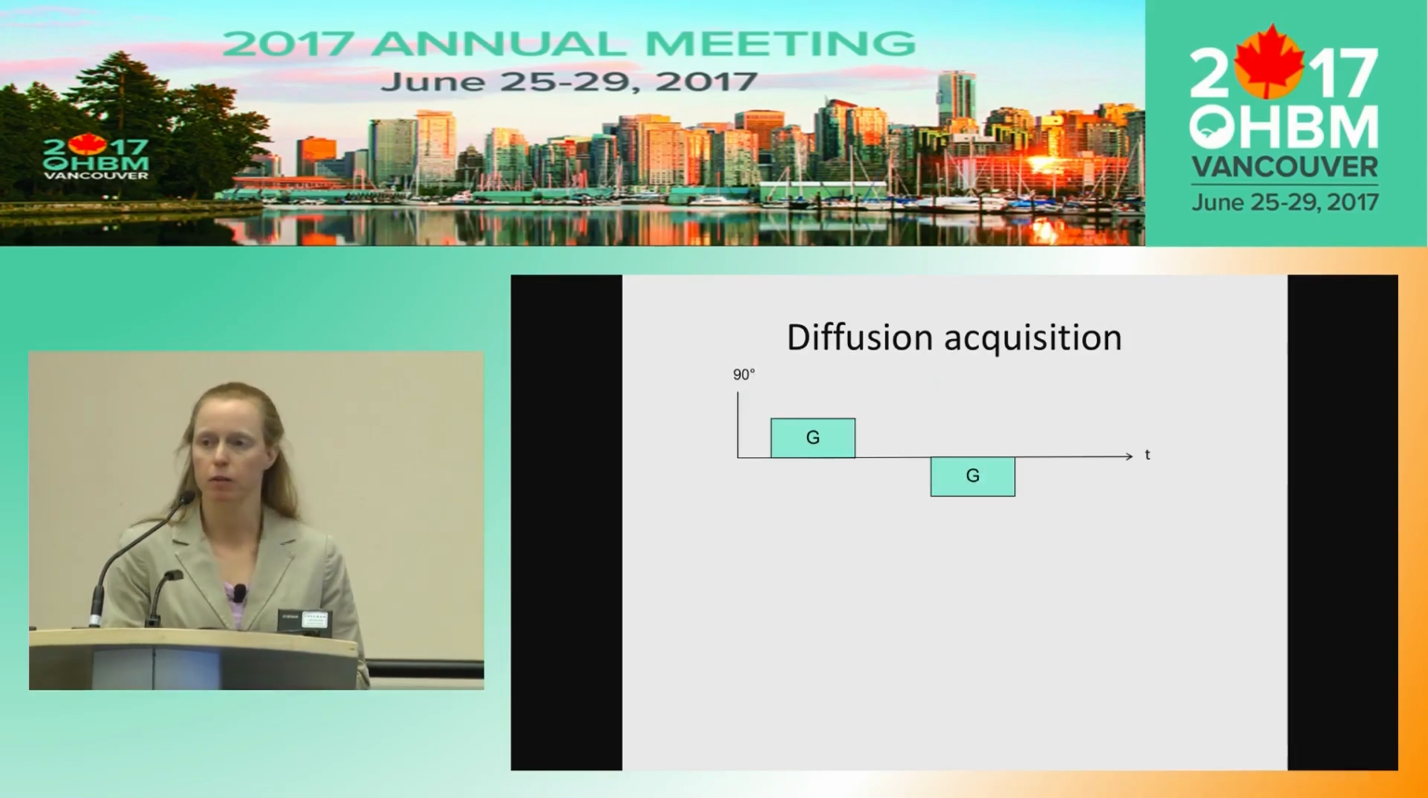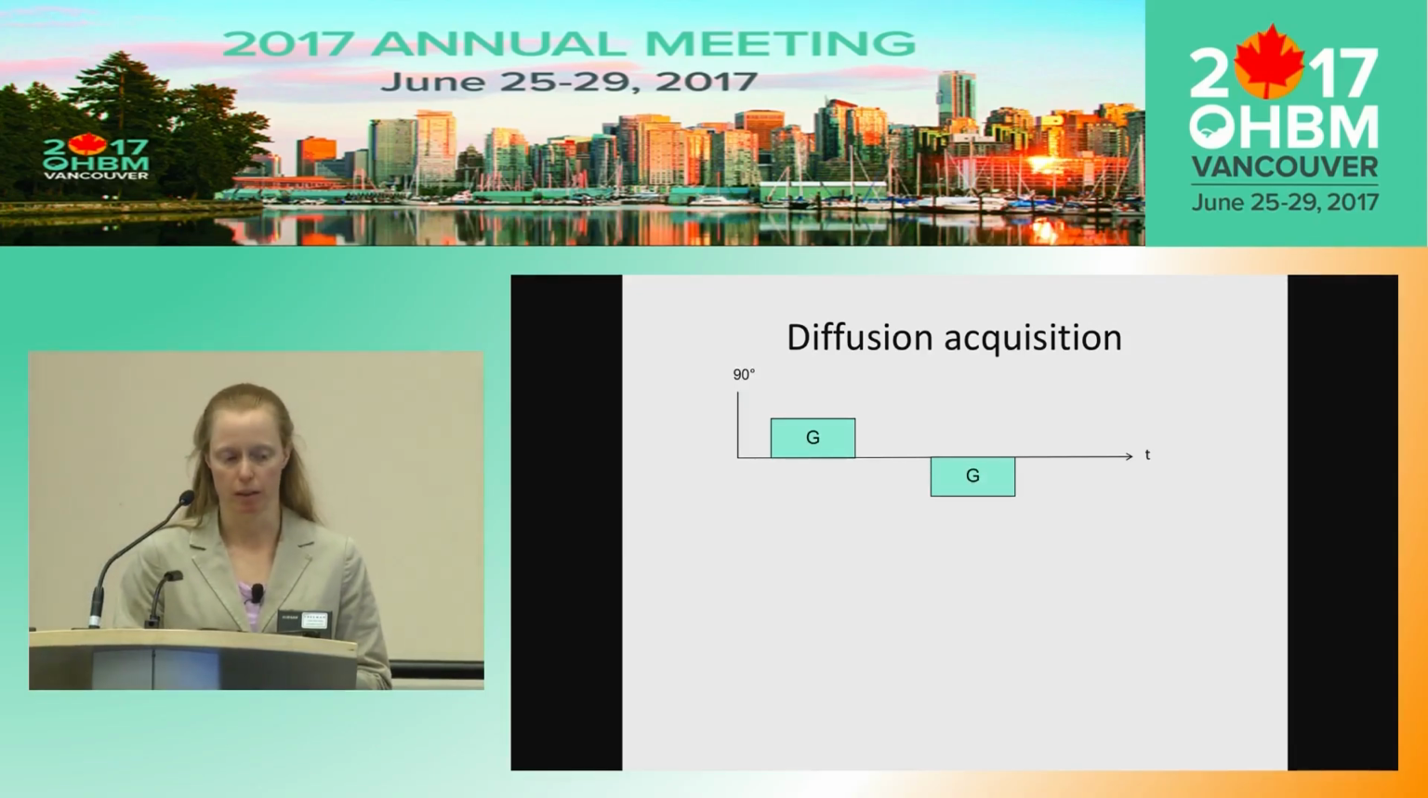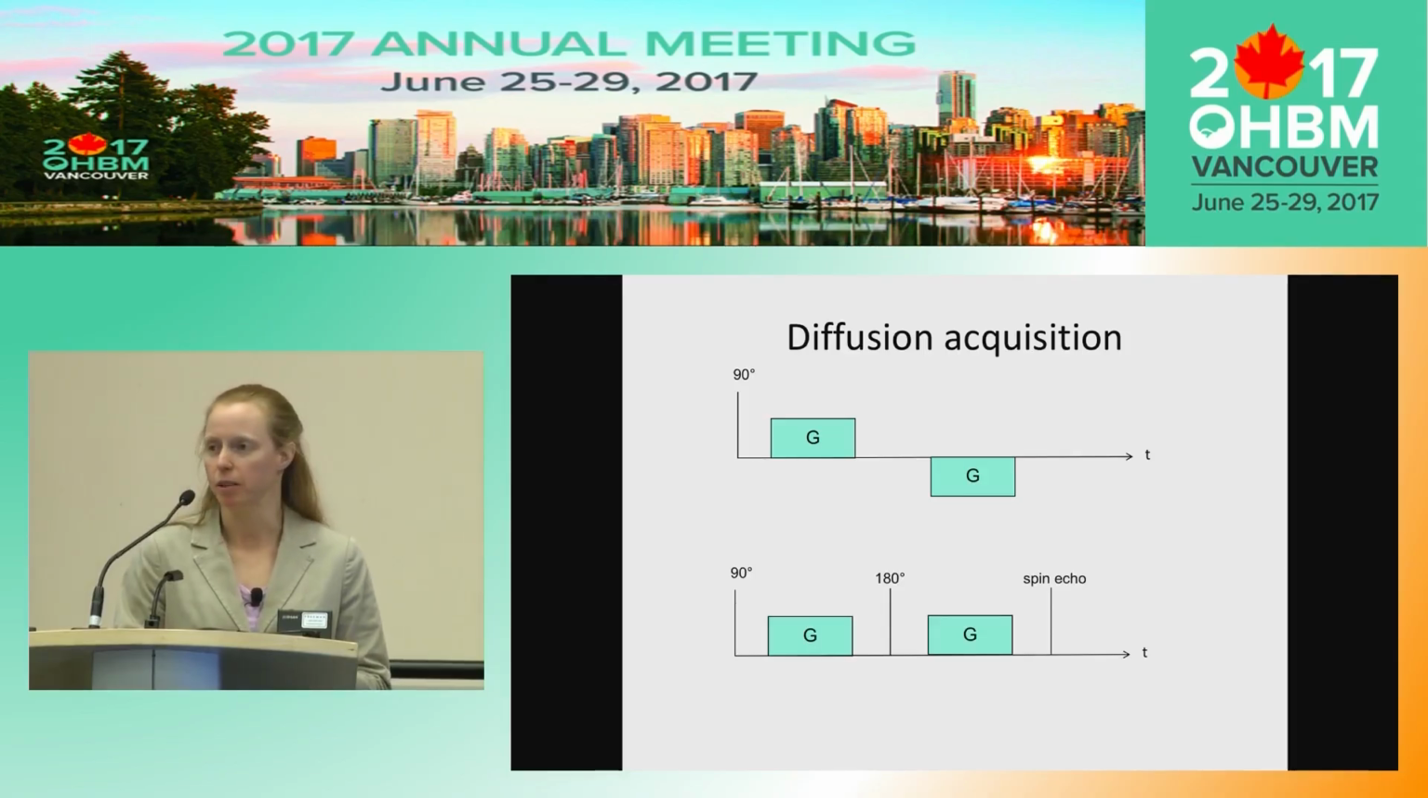So this is the sequence we've been looking at. It's a gradient echo sequence with a bipolar gradient pulse. And we basically never do diffusion imaging like this. I just hope that by looking at it, you learned something. We usually use what's called a spin echo sequence. And what we've done here is we've stuck this 180 pulse in the middle of the sequence. And I'll show you what that does with an animation in a moment.